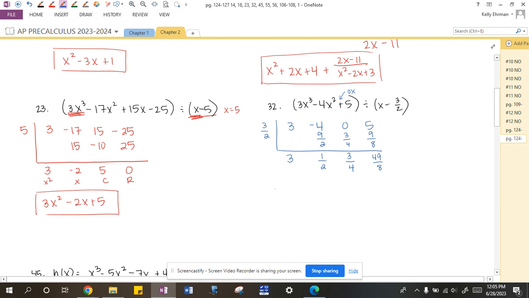Okay, now writing this one out is kind of weird. So again, this is the remainder. This is the x squared term. So we can say 3x squared plus 1/2 x, or you could say x over 2 plus 3/4. And then normally we put the remainder in the numerator and what we were dividing by in the denominator.